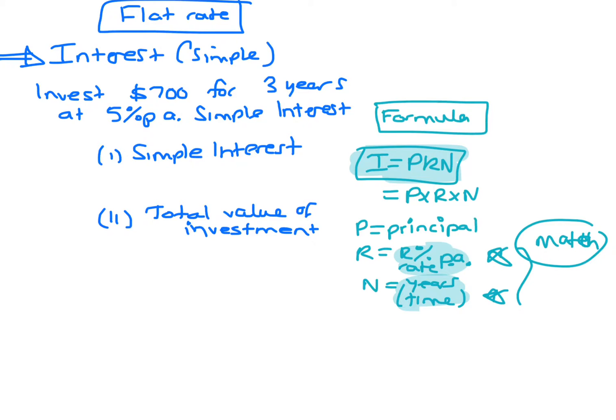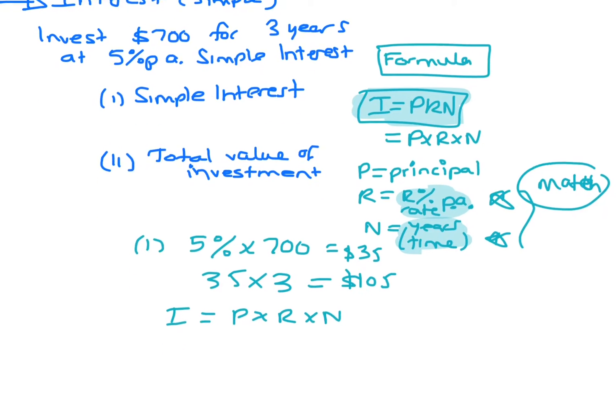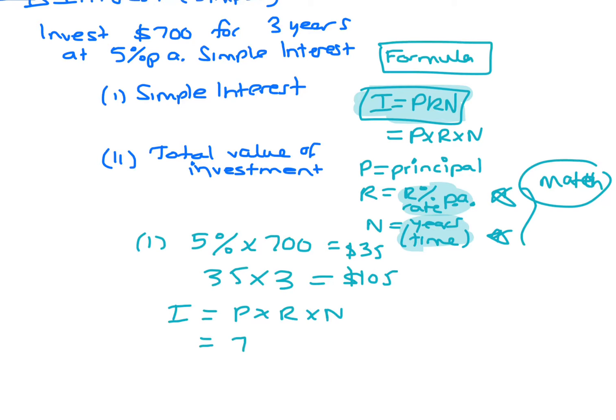And I just want you to think about, if you look at the first one there, you earn 5% of the 700, and you're going to get exactly the same amount each year. See, that's equal to $35. But you're going to actually do that for 3 years. So that would be $105. And see, that's exactly the same as your formula. Your formula is P times R times N. So you simply just multiply everything together. So you go 700 times 5% times N, which is 3. And you end up with $105.